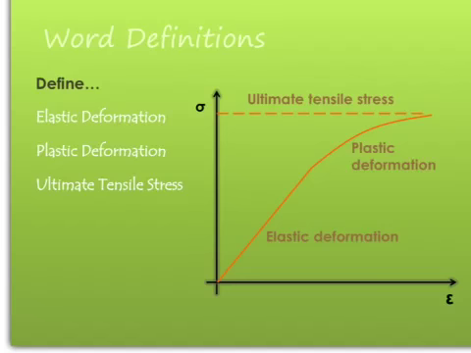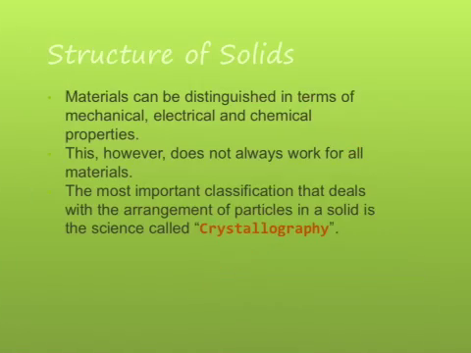Now look at this graph here, which is a stress versus strain graph. And you can see that it looks similar to a force versus extension graph. First of all, the straight line part is called the elastic deformation. The curved part is called the plastic deformation. And the maximum stress is called the ultimate tensile stress.